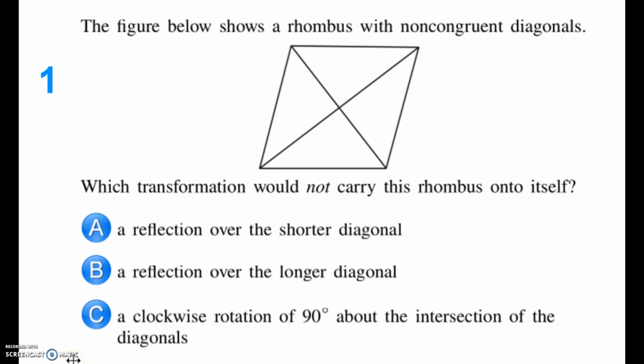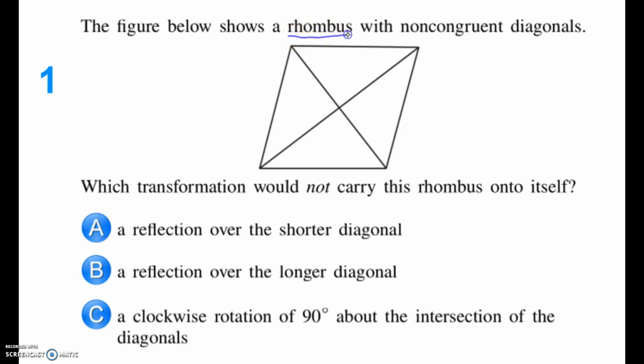The figure below shows a rhombus with non-congruent diagonals. Which transformation will not carry this rhombus onto itself? Well, to understand if a shape will reflect over its diagonal onto itself or rotate onto itself, you really need to understand the properties of these shapes.